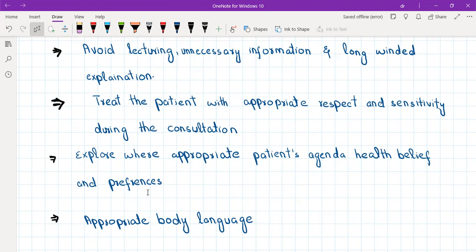All right, and then the use of appropriate body language. This just means giving eye contact to the patient, not looking here and there during your consultation. Many people either look up or look down, trying to recall some of the notes or whatever they have studied. Please don't do that. Be present in your consultation.